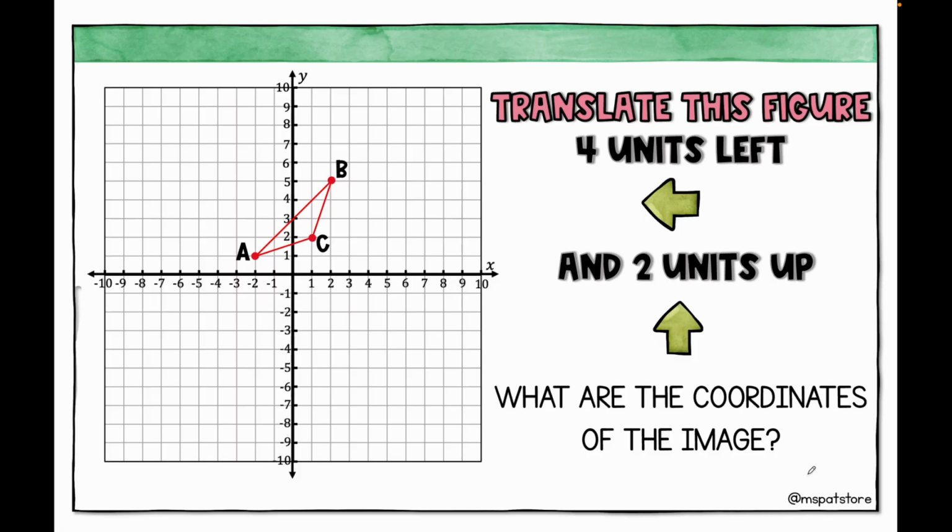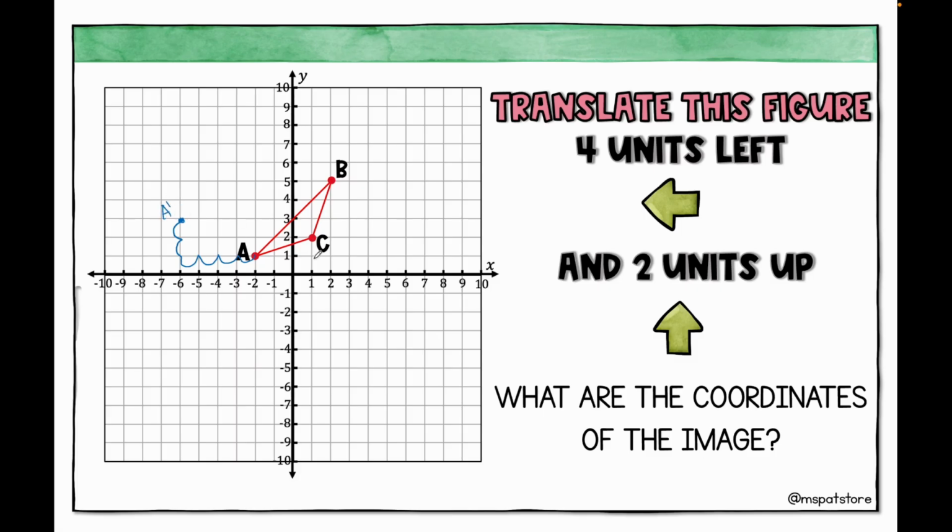Make sure that you draw a coordinate plane like this one, and you draw this triangle. All right, so let's go. 4 units left and 2 units up. You can start with whatever point that you want. 4 units left. Let's see. 1, 2, 3, 4. Now I need to go up 2 units. 1 and 2. Here will be A prime.